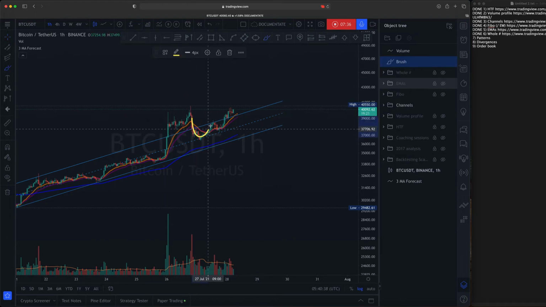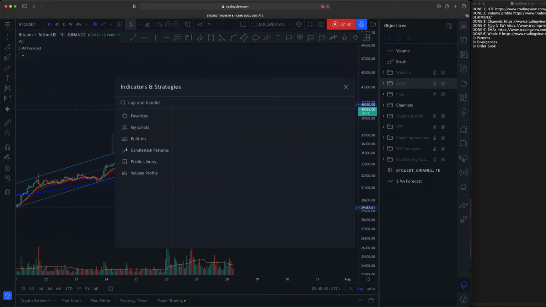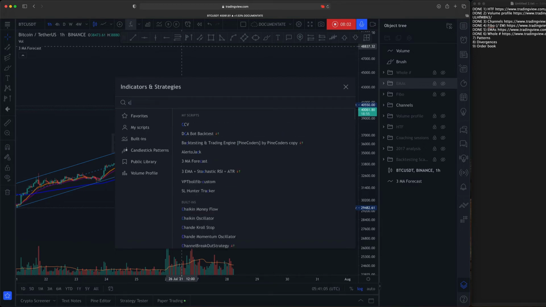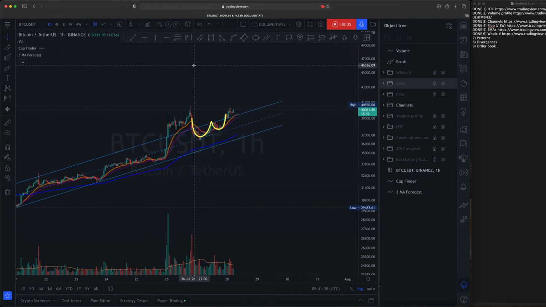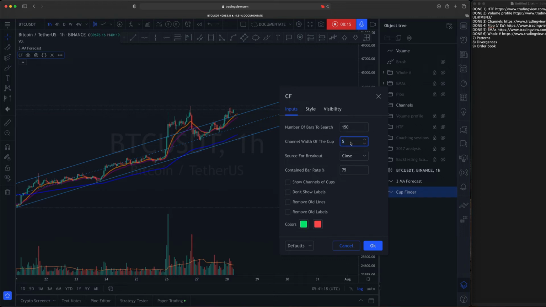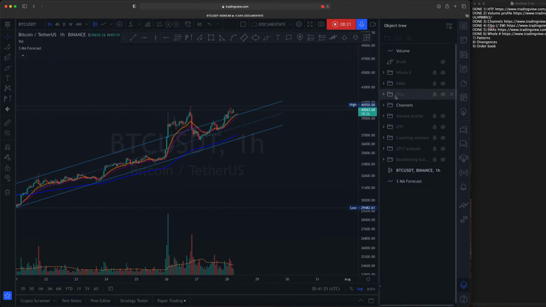I can do like this, or I can use an interesting indicator. CNH, I'm not sure. Rounded bottom. It's from Lonesome Blue, Lonesome the Dude. I don't know. Cup finder. Okay. So let me hide the brush. Number of bars. Okay, I'm not playing with indicators for now, it's just an analysis.